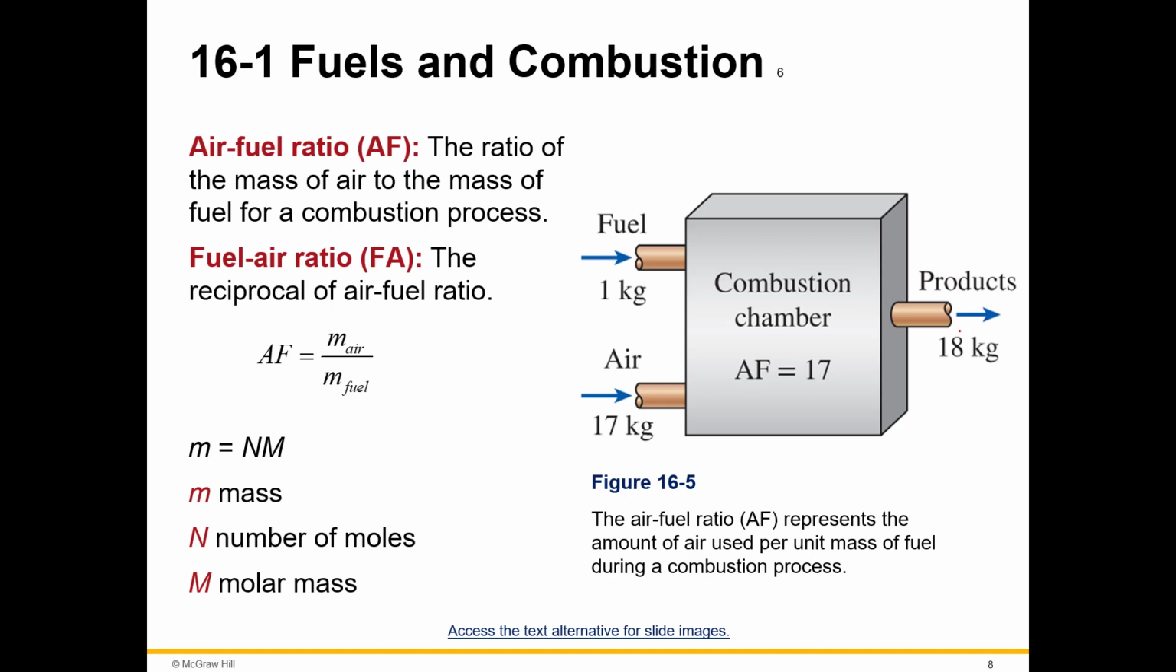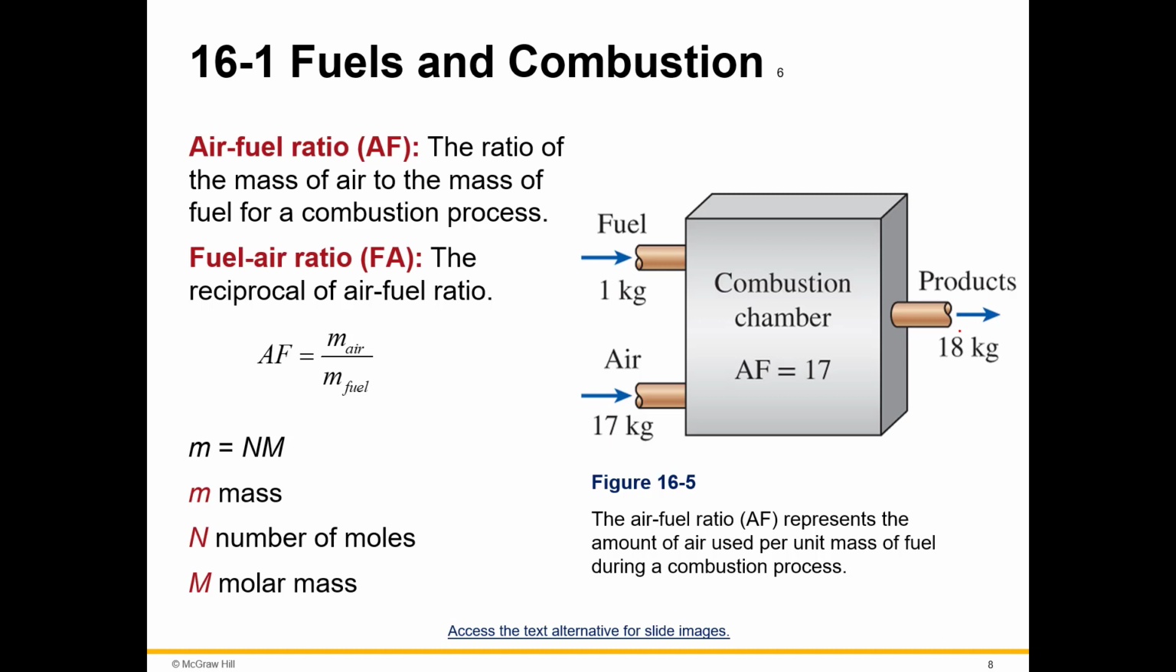Air-fuel ratio, AF, is the ratio of the mass of air to the mass of fuel for a combustion process. So this is just so that you have the right amount, right? You don't want to start dumping in so much air and a little bit of fuel, because you won't really get anything, and vice versa. Fuel to air ratio, FA, is just the reciprocal. m equals N M: mass, number of moles, molar mass. So that's just what we've been looking at.